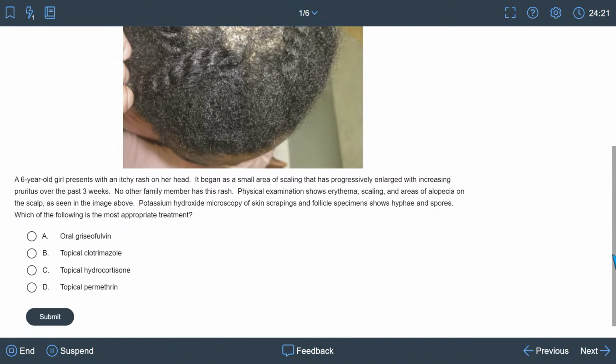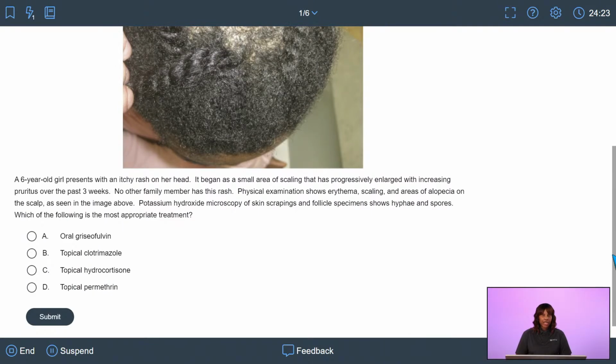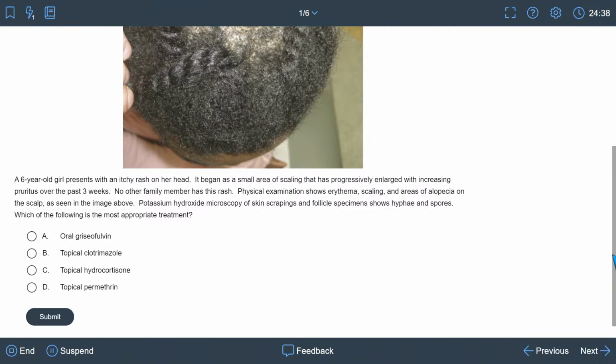A 6-year-old girl presents with an itchy rash on her head. It began as a small area of scaling that has progressively enlarged with increasing pruritus over the past 3 weeks. No other family member has this rash. Physical examination shows erythema, scaling, and areas of alopecia on the scalp, as seen in the image above. Potassium hydroxide microscopy of skin scrapings and follicle specimens shows hyphae and spores. Which of the following is the most appropriate treatment?